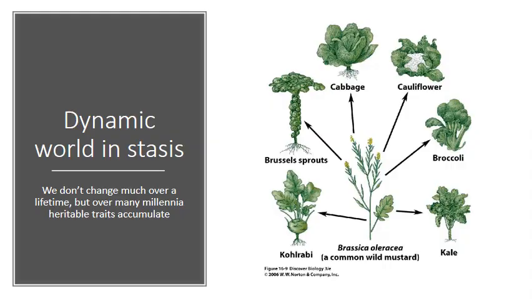The world is constantly changing. The problem is, the natural world tends not to change much over our lifetime, so it seems like the world is set. It seems like the world is static. The animals that are here now are the animals that have always been here, because our lives are so short. But over lots and lots of time, over many millennia, heritable traits can accumulate. Oh, I've tied myself up. This is wild mustard. Wild mustard, it looked almost like ragweed, pollen. You know, I just call it pollen plants, the yellow ones.